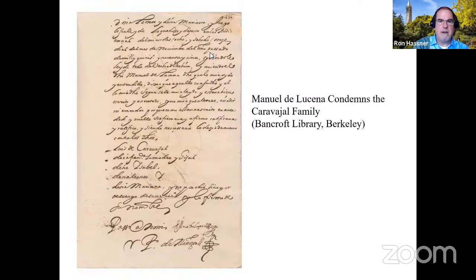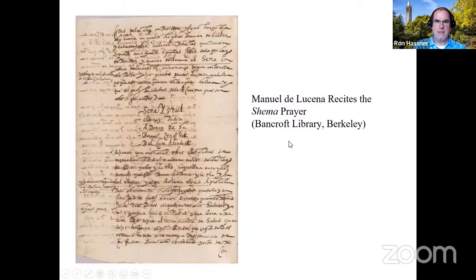And then here at the very bottom of the page is the signature of, I've lost my cursor. The signature, no, not here. Here, the signature of Lucena himself at the bottom of the page. So this is the moment that seals the fate of the Carvajal family, and all the people here, including Manuel, end up burning at the stake after the auto da fe.